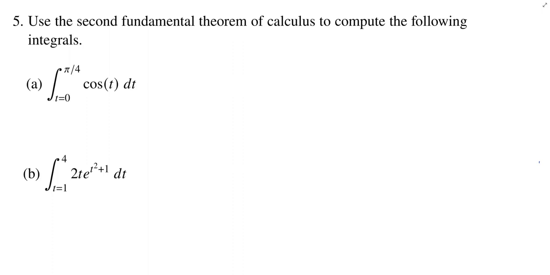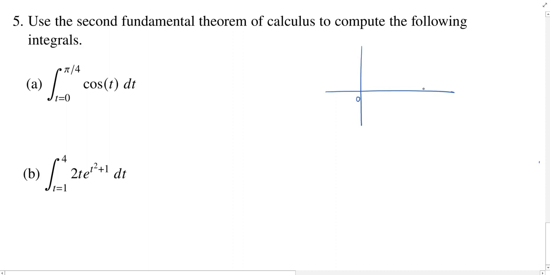All right, this is the fifth and final problem from quiz number 2. Here we're trying to use the second fundamental theorem of calculus to compute integrals. So this first integral, we're trying to compute an integral for cosine. So just quickly, let's draw it since we can. We're trying to go from 0 to pi over 4.